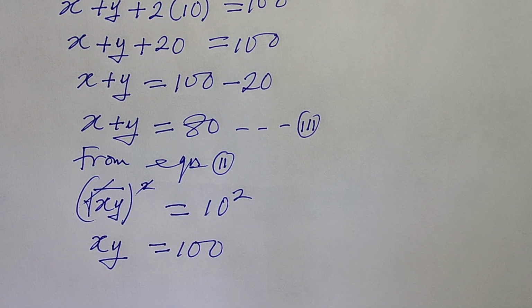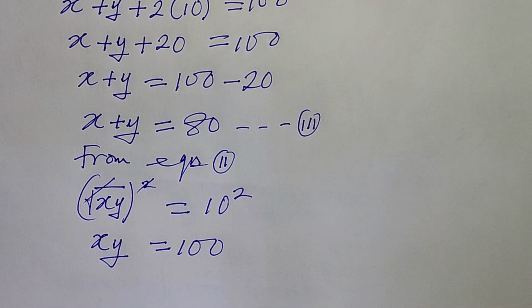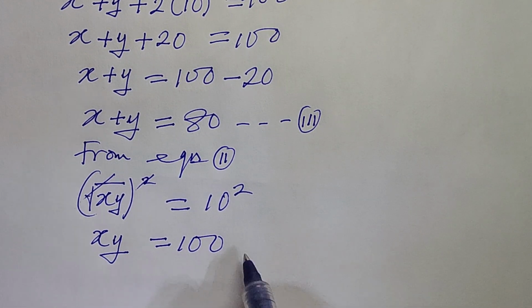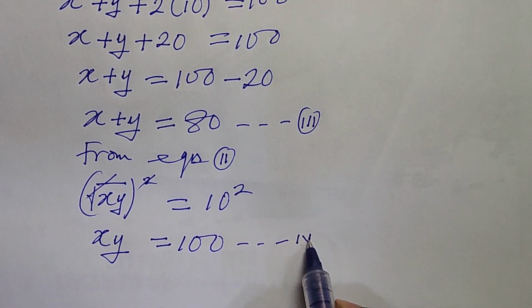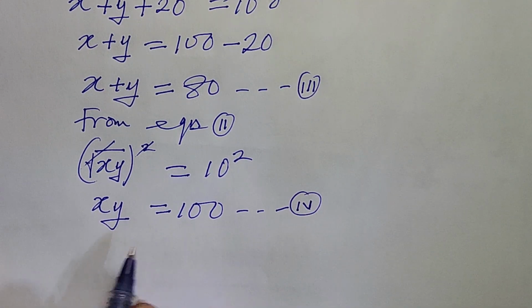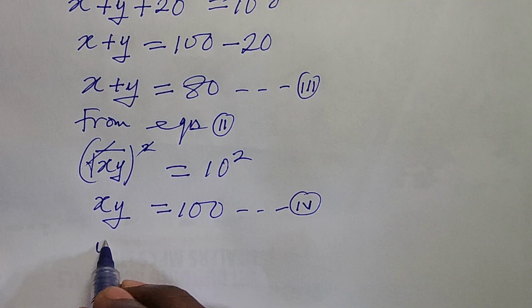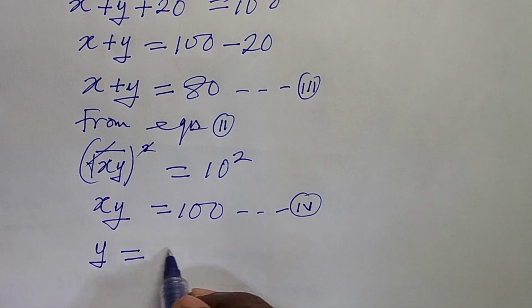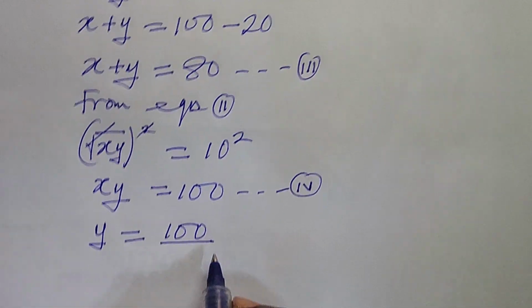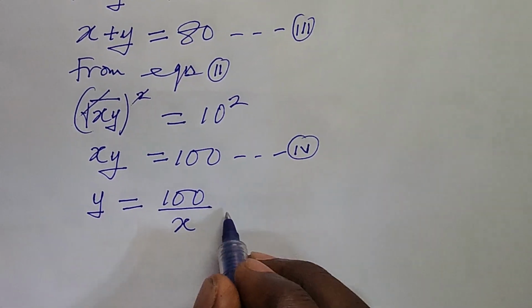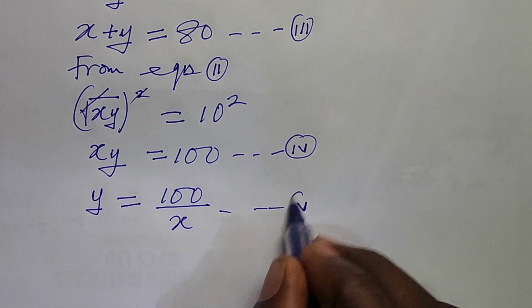Wow. So for what we have here now, we discover something from here. Here, we make either x or y the subject of the formula. But let's give this equation 4. So if we make y the subject of the formula, we're going to have y equal to 100 all over x. So let's give this equation 5.